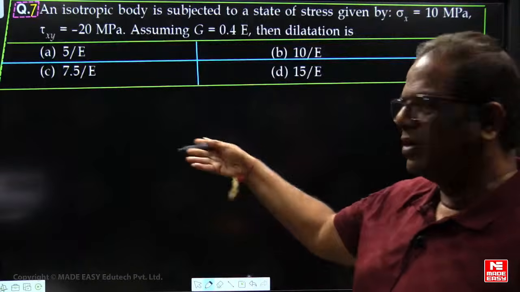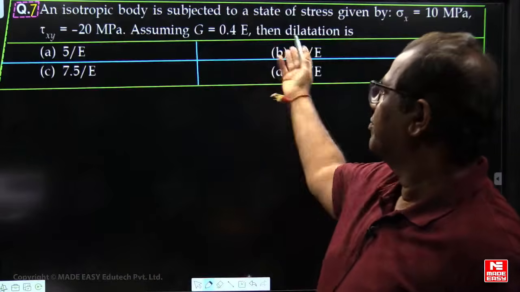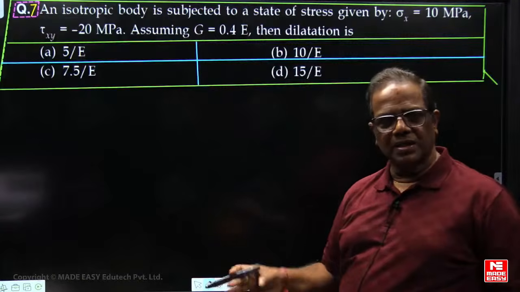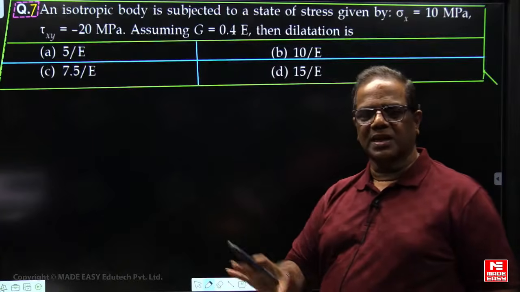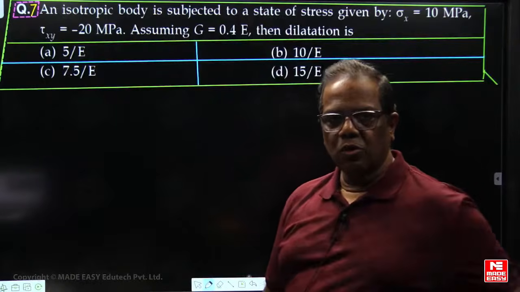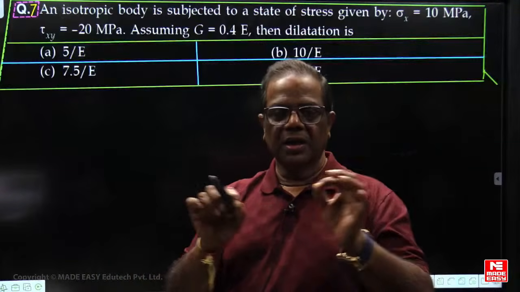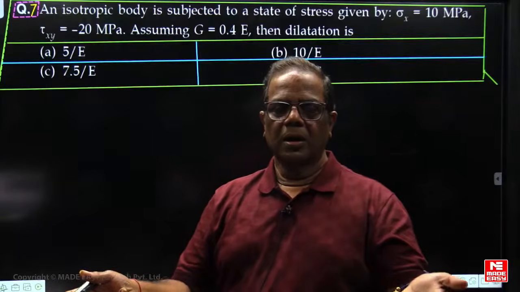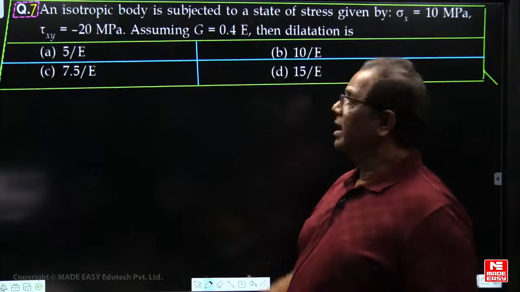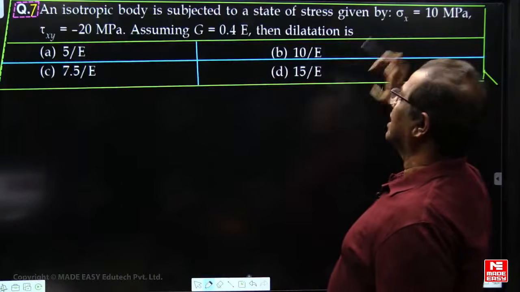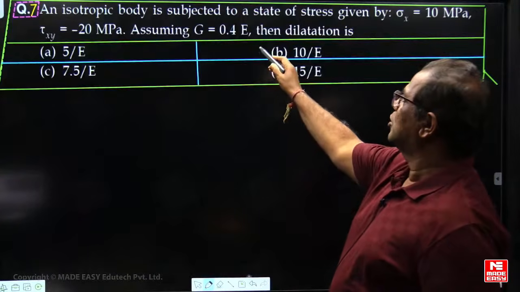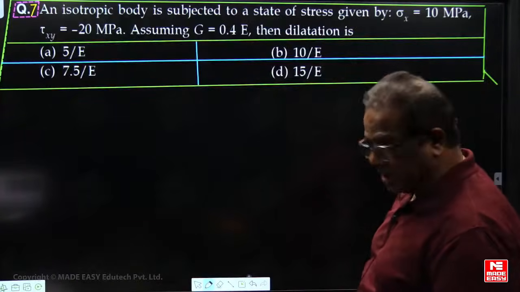Quick. So the previous question, everybody has given the correct answer. Now, an isotropic body. It is also a simple question. Some questions are simple, some they are going to mix. Some are straightforward, some concept required, some calculation required, some formula based, where numerical calculations are required. An isotropic body subjected to state of stress given by sigma x is 10, tau xy minus 20, assuming G is equal to 0.4 E, then dilatation is.